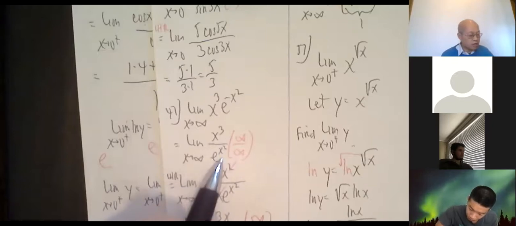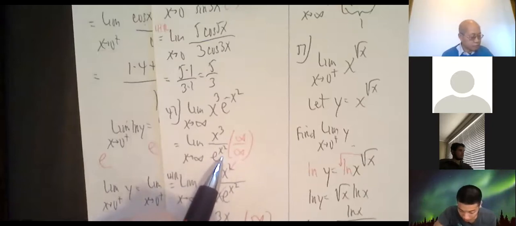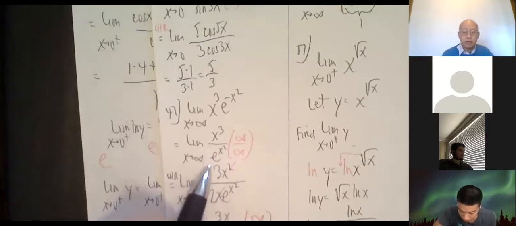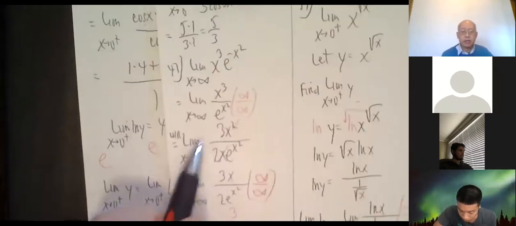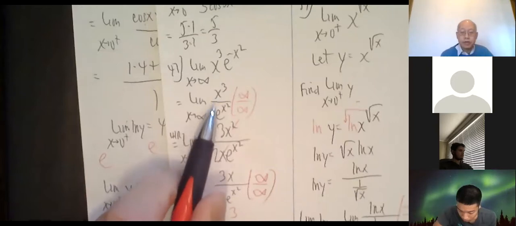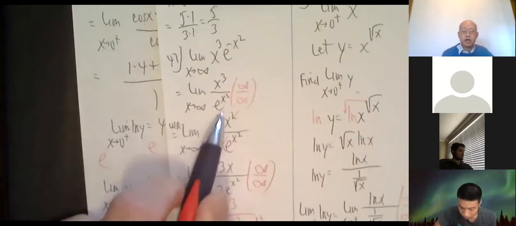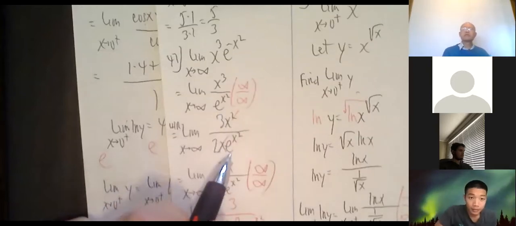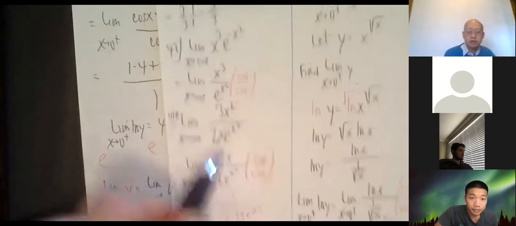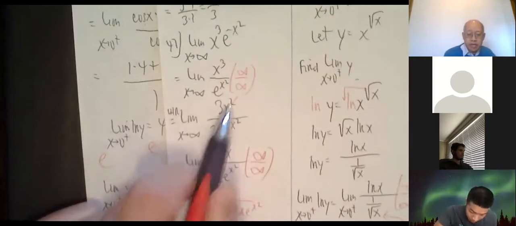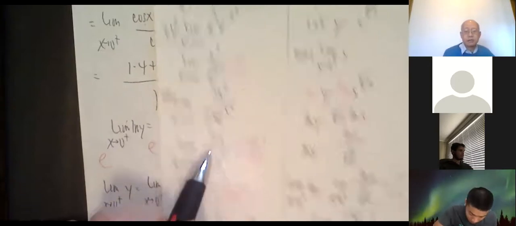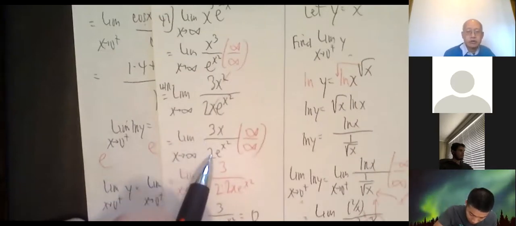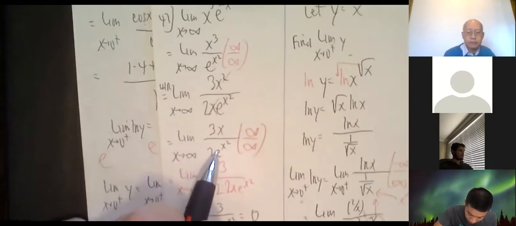Okay, that's infinity over infinity, right? You plug in a super big number, that's big, that's big. So L'Hopital's rule applies. Okay, so the derivative of the top is 3x squared. Derivative of the bottom is e to the x squared times 2x by the chain rule. And you can cancel one of these x's with one of those x's. So it comes out to be 3x over 2 e to the x squared.